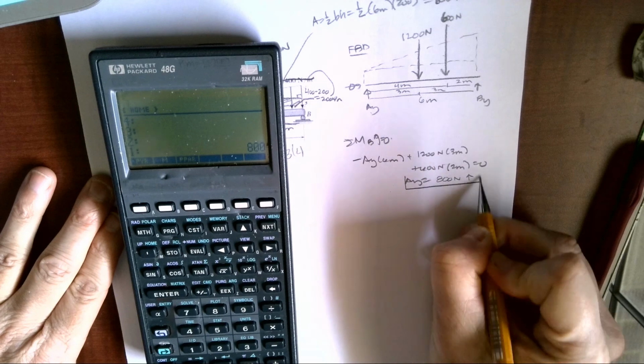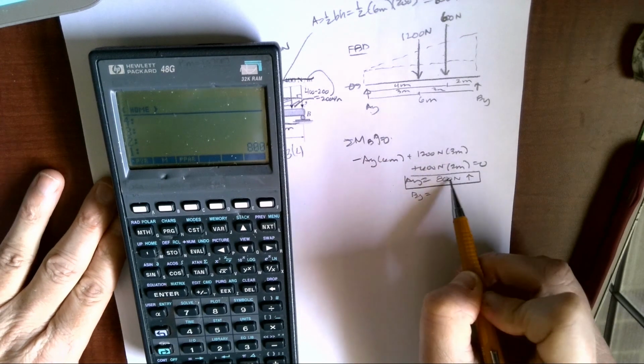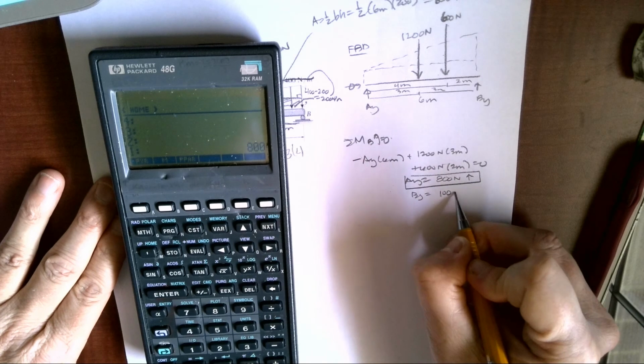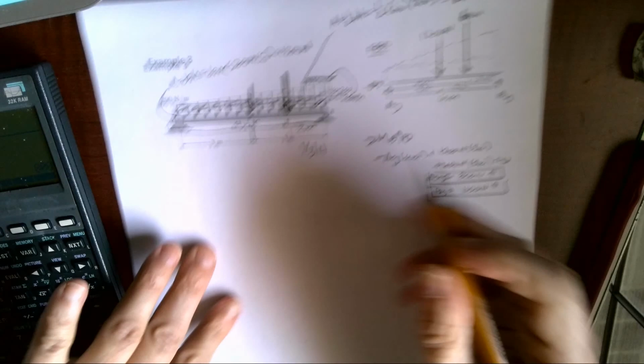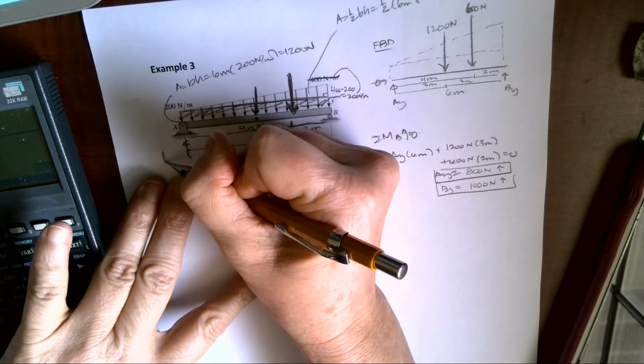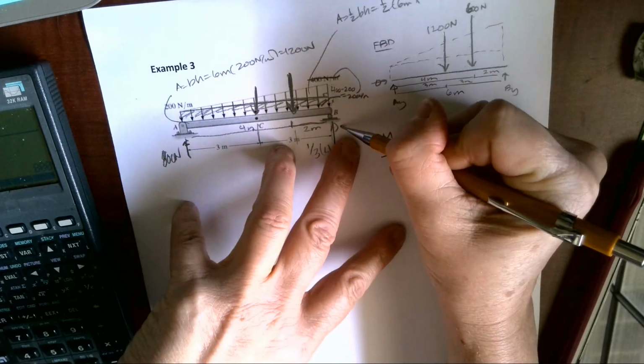So if I were to sum forces in the y direction, I would find that we have 800, we'd have 1,000 newtons up. So I'm going to go back and kind of draw those on my free body diagram over here.